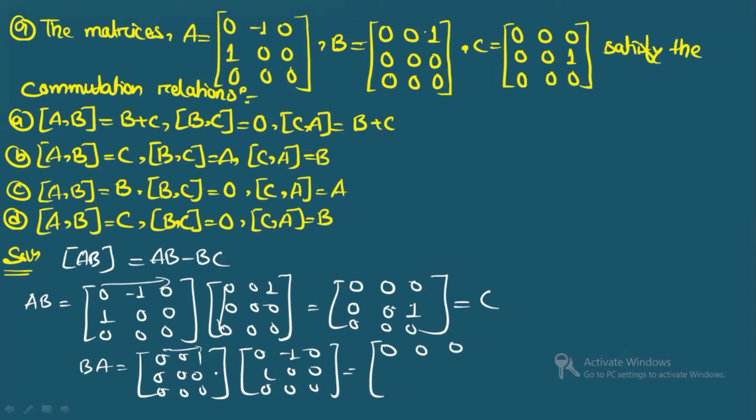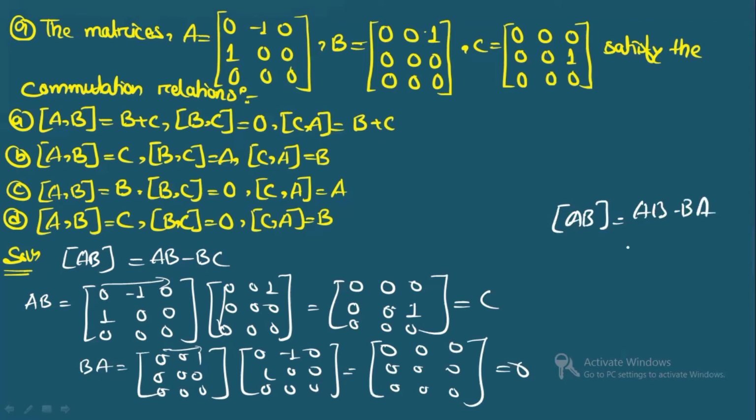Again 0. This is 0. So you'll get all the elements to be 0 only, so it's ultimately 0. So what you got here, commutation of AB, is equal to AB minus BA. AB is the C matrix and this is giving you 0. So AB is equal to C. So here you have only two options, which is giving you commutation of AB to be C. Out of these two options, now we will see BC.